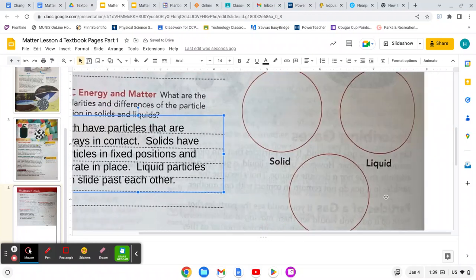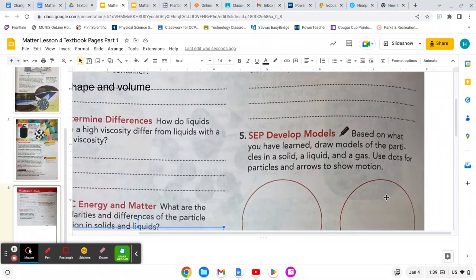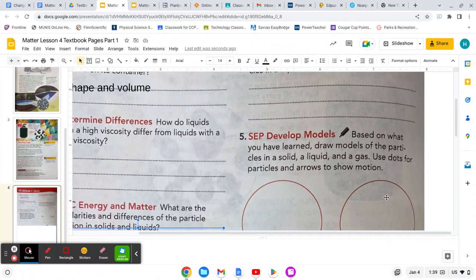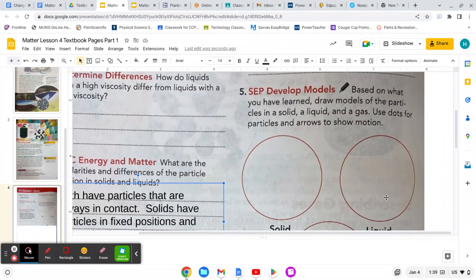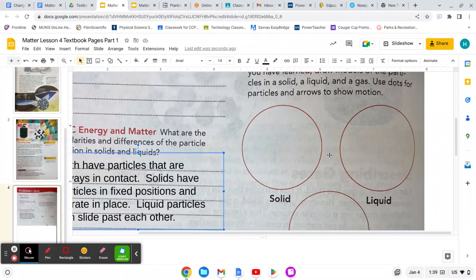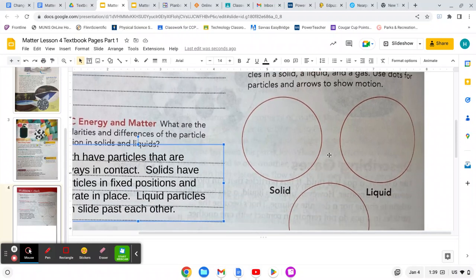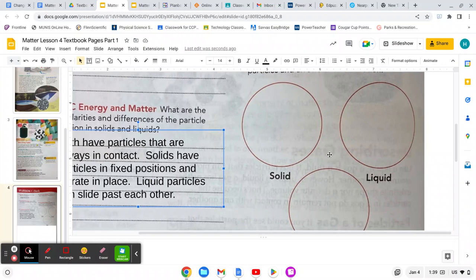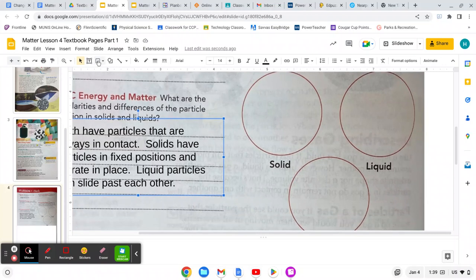So moving over to the other side, we're going to skip number 4 and move on to number 5. Based on what you've learned, draw models of the particles of a solid, a liquid, and a gas. Use dots for particles and arrows to show motion. So instead of doing dots and arrows, I'm basically just going to describe what you would see, because you are going to get plenty of practice with drawing the particles inside of each of these states of matter.